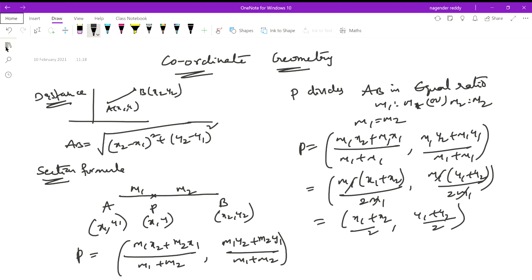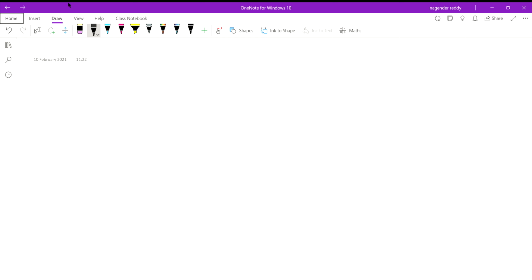This formula is called the midpoint formula. Why? Because suppose AB is a line. If P divides it in the equal ratio, that is 1 is to 1, then this point is called the midpoint. P is the midpoint of AB. That means the distance from A to P and P to B are equal. So that's why P is called a midpoint, exactly the middle point of the line joining A and B. Now we'll go to the area of the triangle.